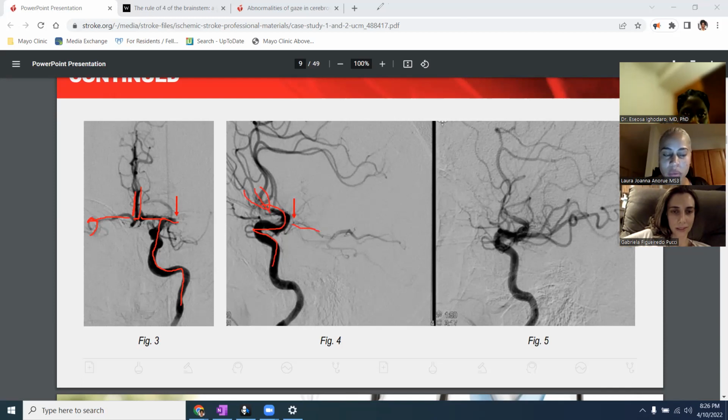Let's look it up. What do you guys think? The arrow is pointing to the empty MCA. Is that correct? That's my guess. Yeah, it's pointing to the occlusion. It makes sense. And then here, yeah, I don't know what's going on here.